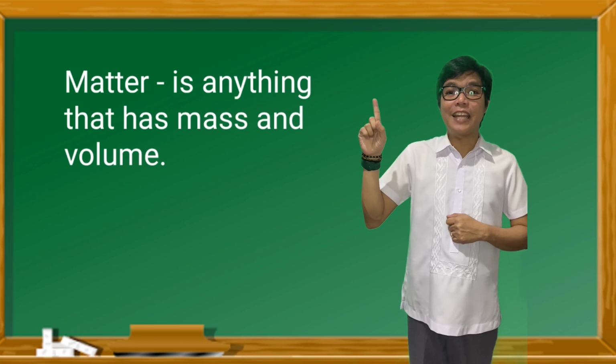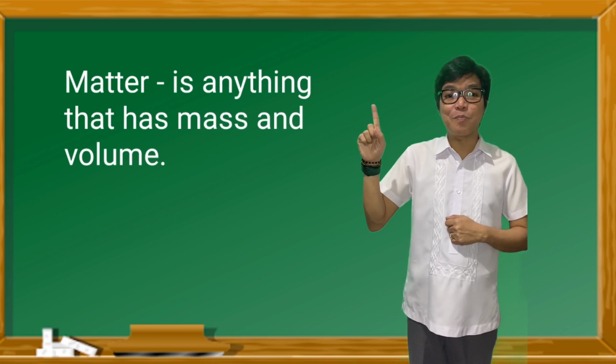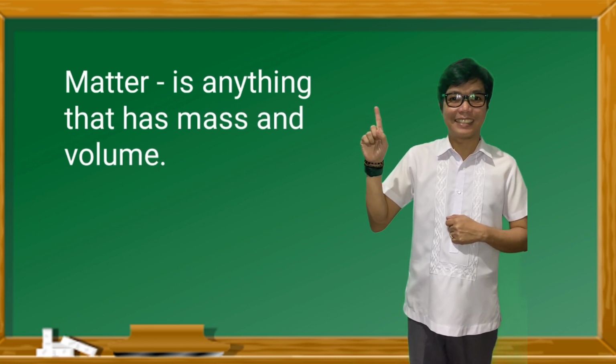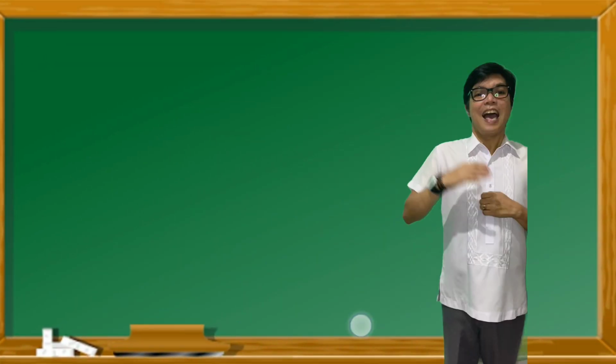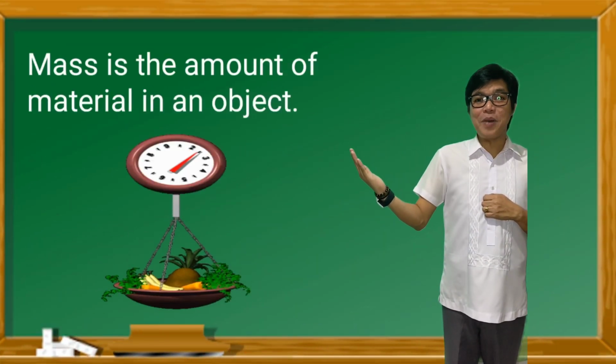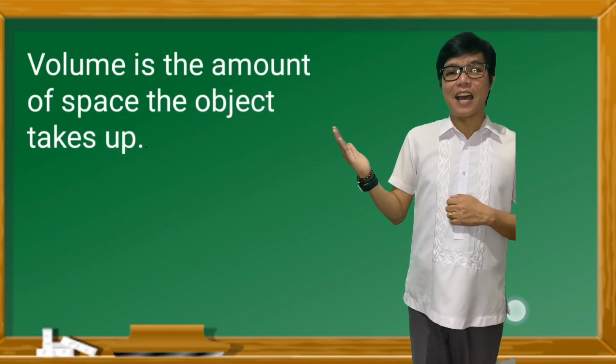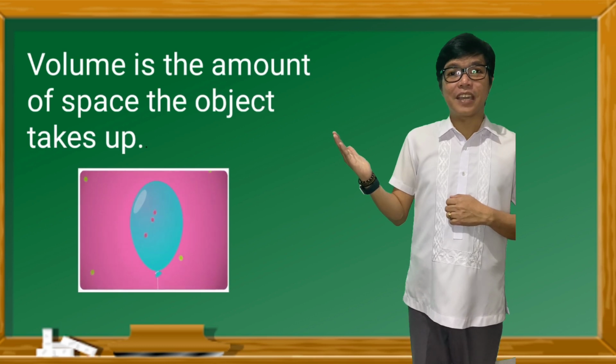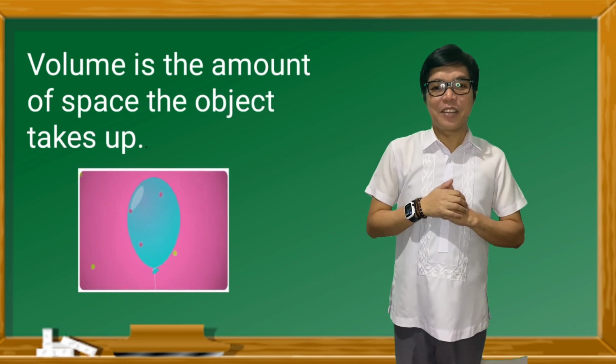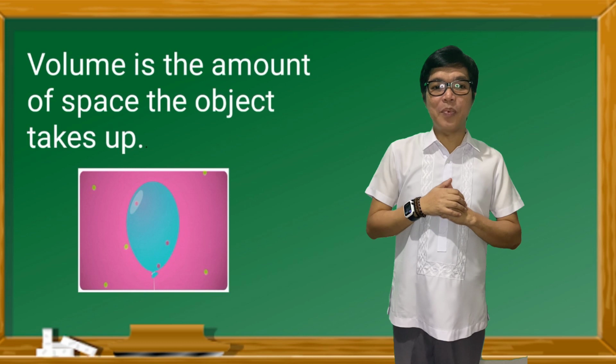You already know that matter is anything that has mass and volume. Mass is the amount of material in an object. Volume is the amount of space the object takes up. Different materials have different properties. You can classify materials based on their properties.